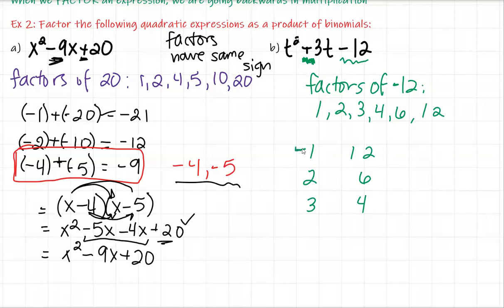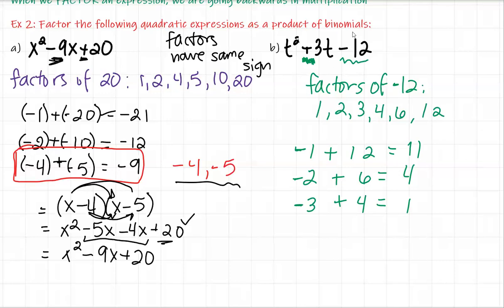So we're going to put the negative on all the smaller numbers, and then we're going to add until we get one that's positive 3. 12 minus 1, that's 11. 6 minus 2, that's 4. 4 minus 3, that's 1. Uh-oh, what happened here? None of the pairs that we came up with from our list of factors adds up to 3.